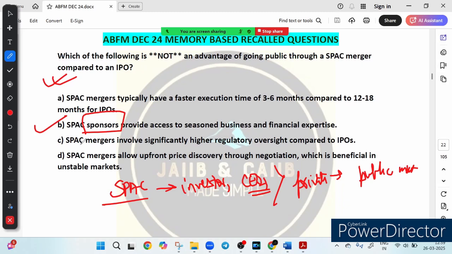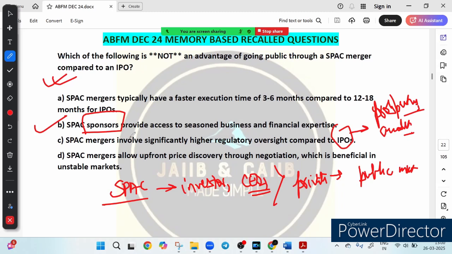Option C says that a SPAC merger involves significantly higher regulatory oversight compared to an IPO. The fact is that SPACs have less regulatory oversight and scrutiny. An IPO requires a detailed prospectus, audits, and SEC review, which takes months. But SPACs skip most of this because they merge with an already public company. Suppose you are opening a restaurant. Through an IPO, you will require a full license, menu approval and a health checkup before opening. But through a SPAC, you take over an existing restaurant with approvals already in place.